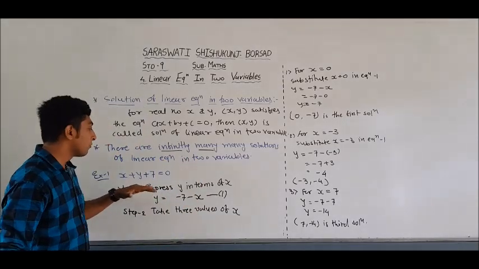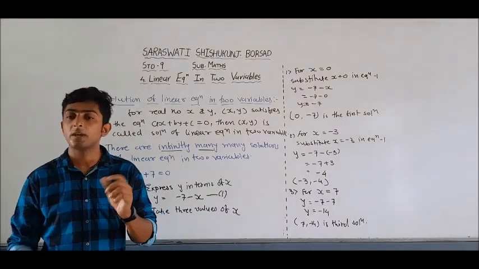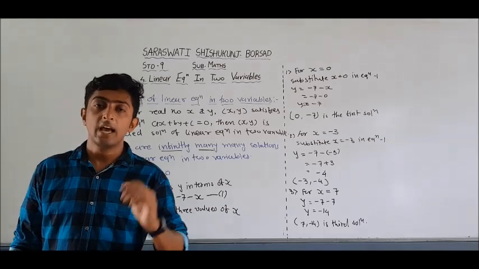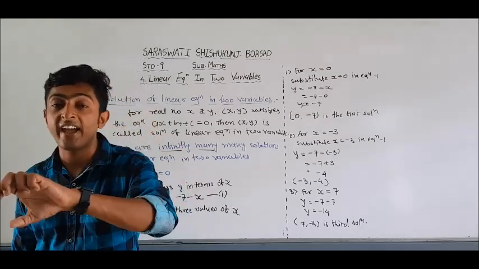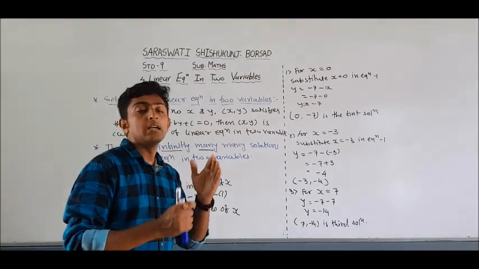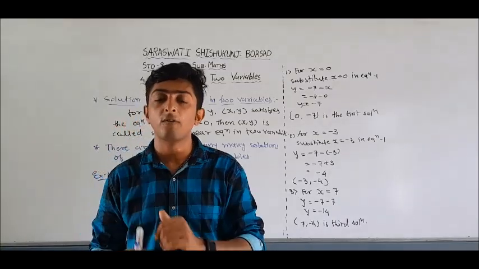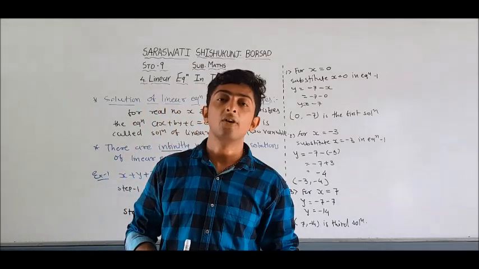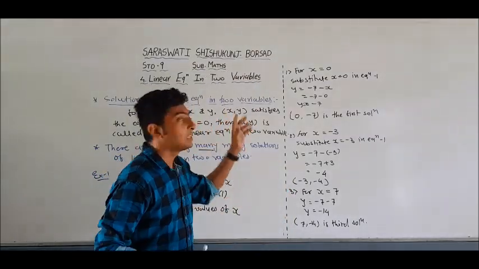Once again, you have to first convert the given equation to standard form. Another step is to express y in terms of x, or express x in terms of y. Then third, take 3 or 4 different values of x, and you will get the values of y. So this is the method.